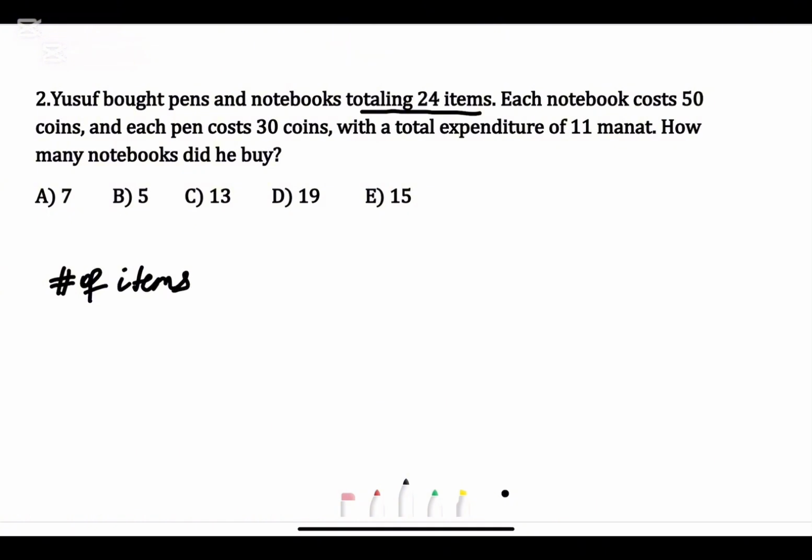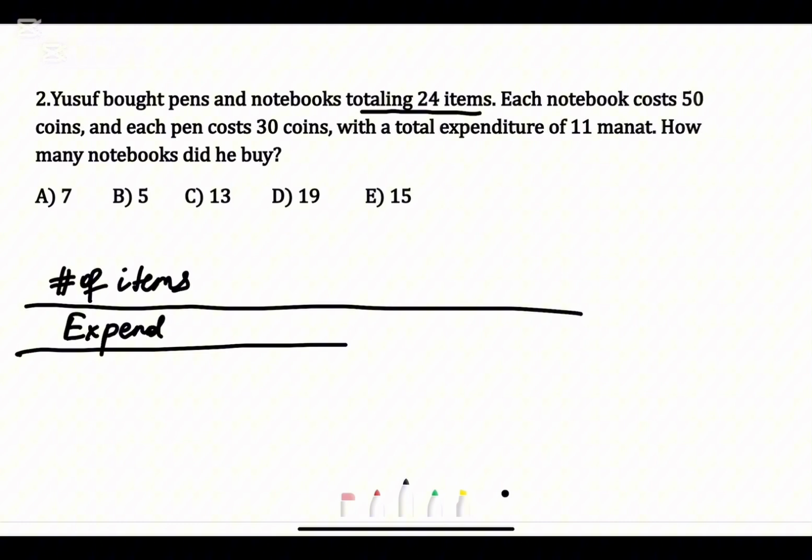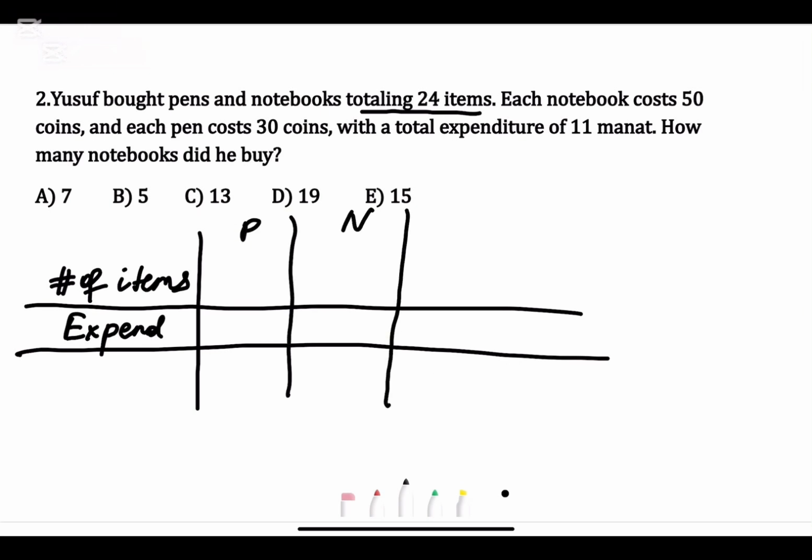And then we have final total expenditure. I'm going to add another row here for expenditure. And we have number of items consisting of pens and notebooks. And we have their total number given, easy to fill in. So we have 24 items consisting of pens and notebooks.